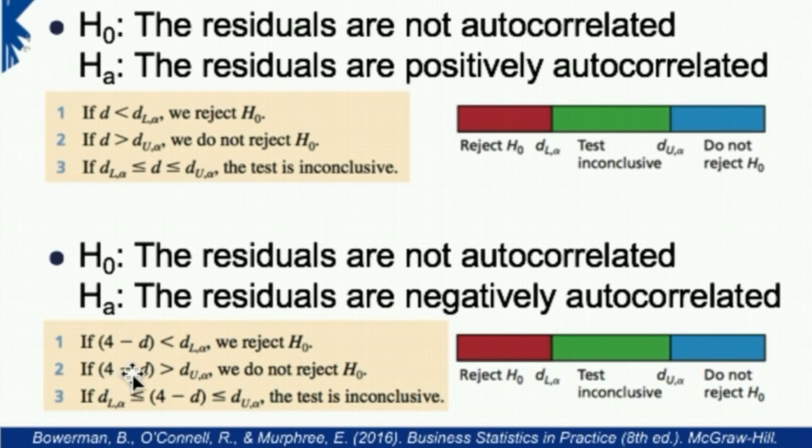But if 4 minus D is greater than the upper limit, then we do not reject the null hypothesis, which means that the residuals are not negatively autocorrelated. Finally, if 4 minus D is in between the two critical values, then again the test is inconclusive, meaning we cannot tell if the residuals are negatively autocorrelated or not.